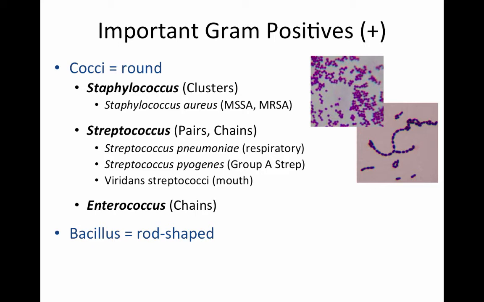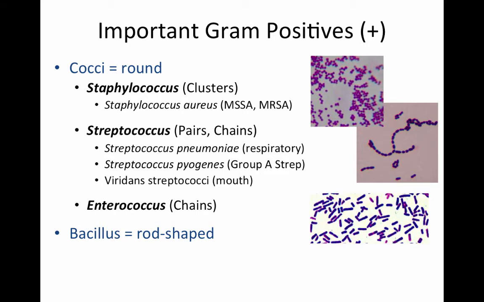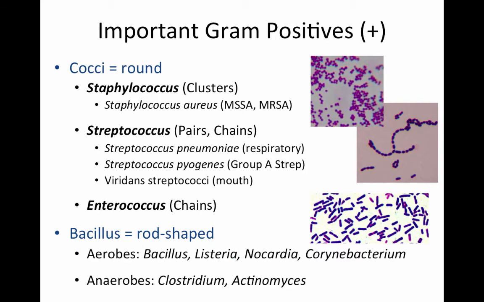As far as the rod-shaped, we have two different types of gram-positives that we can see: aerobes, meaning that they need oxygen, and anaerobes, meaning they don't need oxygen. They're listed here for you. The gram-positive rod-shaped aerobes are Bacillus, Listeria, Nocardia, and Corynebacterium. And for anaerobes, you have Clostridium, a common infection called C. diff that you've probably heard of, Clostridium difficile, and then Actinomyces.